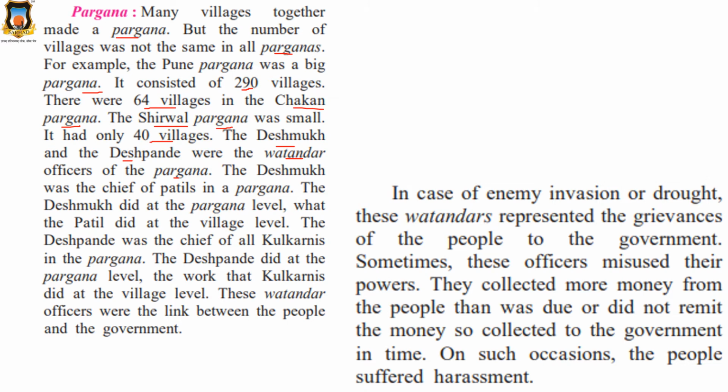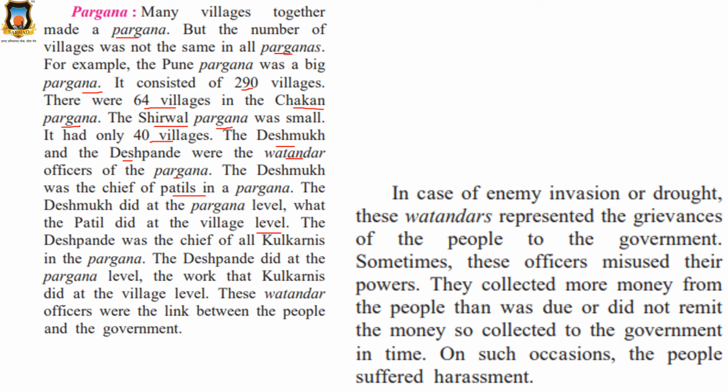Shetty and Mahajans were the Watandars of the pit, but Deshmukh and Deshpande were the Watandars of the whom? Pargana. Okay, so the Deshmukh was chief of Patils in Pargana. The Deshmukh did at the Pargana level what the Patil did at the village level. Whatever the work the Patil had, like cultivating the land, all those things, the same thing the Deshmukh did in the Pargana.